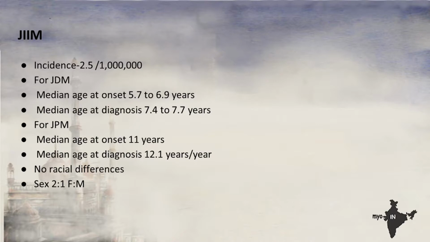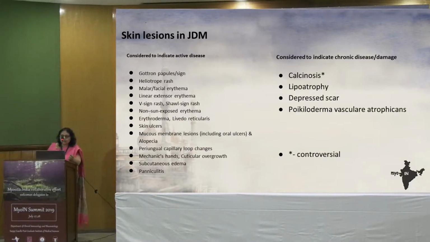Normally it's diagnosed between 4 and 10 years of age. JDM patients are younger than JPM. Polymyositis, I've seen, is definitely significantly rarer, probably about 10 to 15% of the number of patients we see compared to JDM. There are no racial differences and girls seem to be more affected than boys.